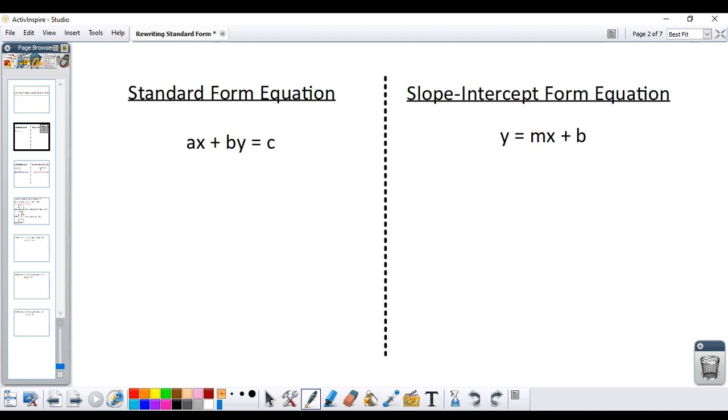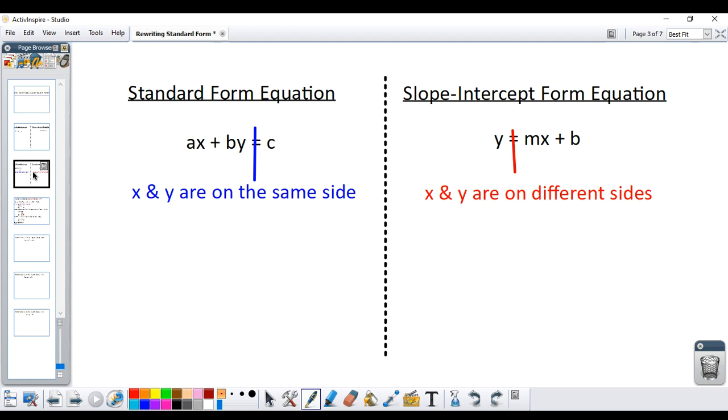So standard form equations and slope-intercept form equations look different, and it's important for you to recognize what's different about each type of equation. The standard form equation has x and y on the same side. So you can see here that I have taken the equal sign, I've split it down the middle, and I have x and y together on the left. In slope-intercept form, x and y are on different sides. So you can see here that I've split the equal sign down the middle with a red line, and I have y on the left, but I have x on the right.